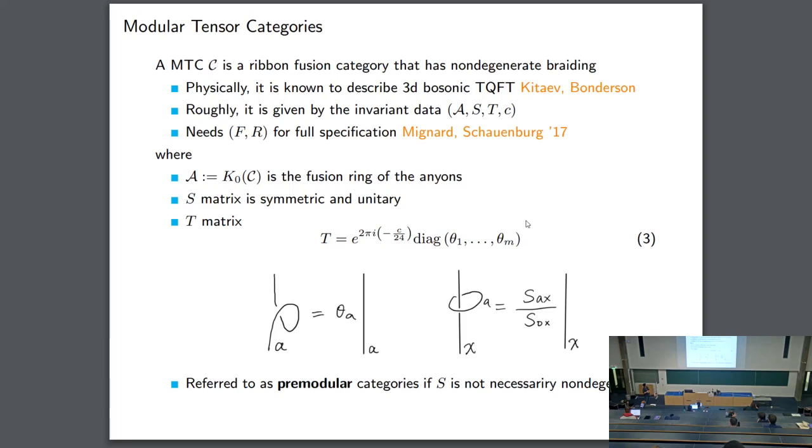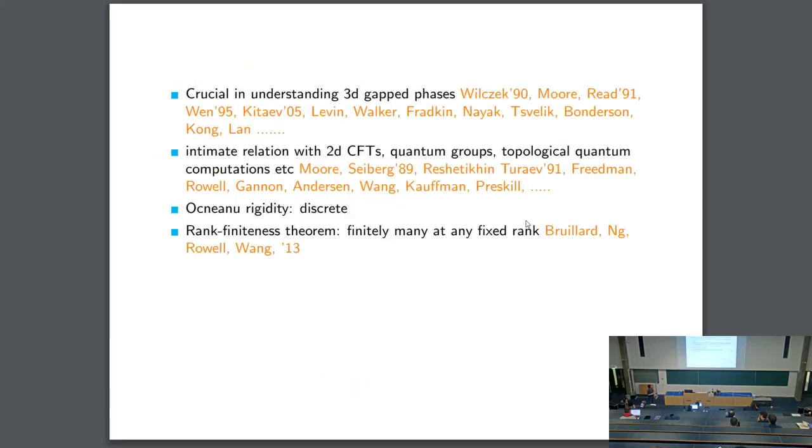It turns out you need finer data to fully specify this category, but I won't mention it here. It's very important for an MTC to have an S matrix that's modular. If you remove that, it's called a pre-modular category. Okay. So MTC is very important because it's the mathematical language for 3D gapped phases. Whenever you want to understand 3D gapped phases of matter, you need MTCs. And if you put in a boundary, it also has very close relations to 2D CFTs, quantum groups, etc.